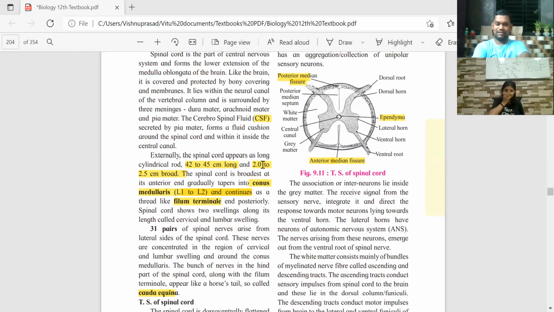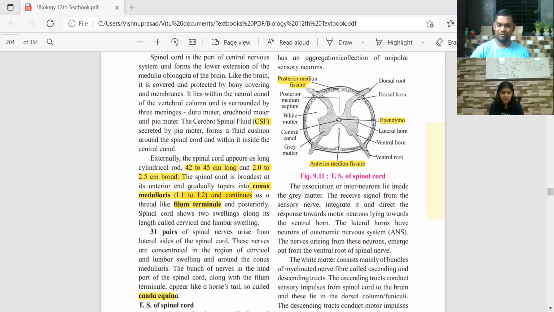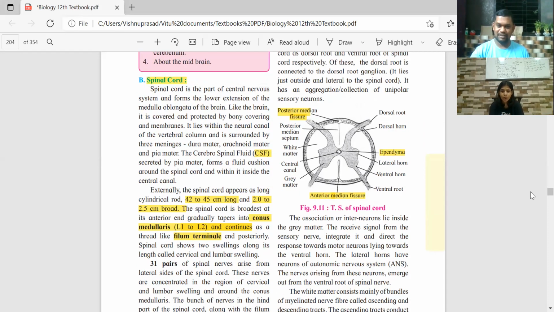Let's continue with the human nervous system, the central nervous system. We had discussed the human brain entirely, all the parts and their locations. Then we started with the spinal cord. The spinal cord is a continuation of the brain.